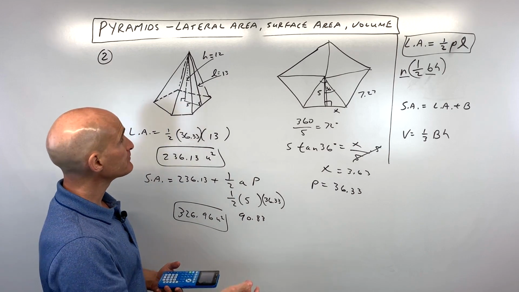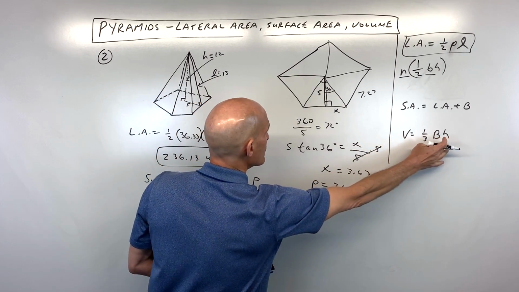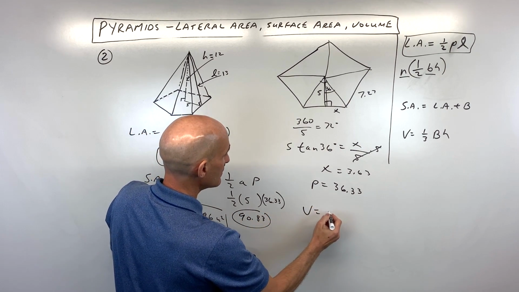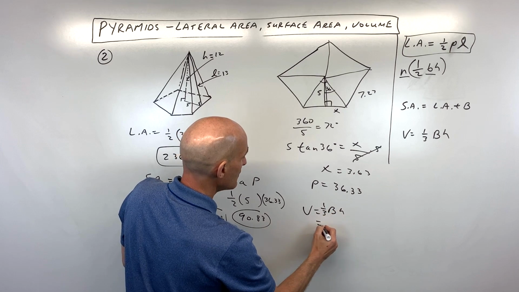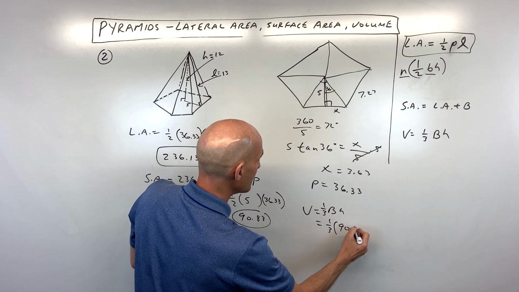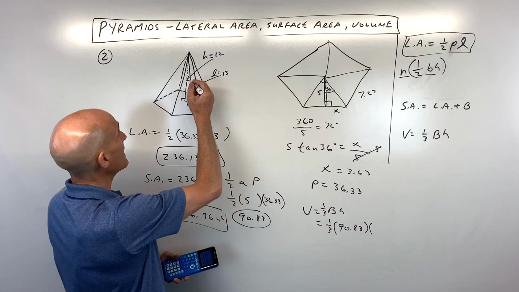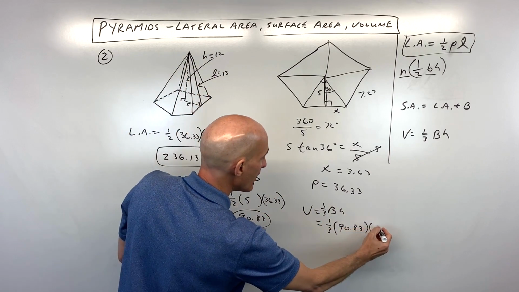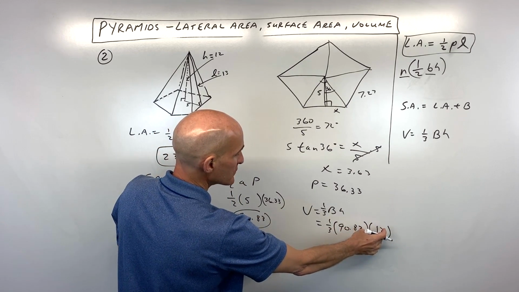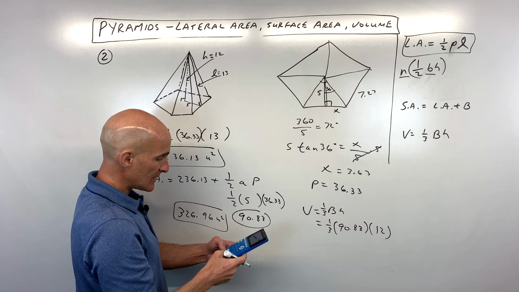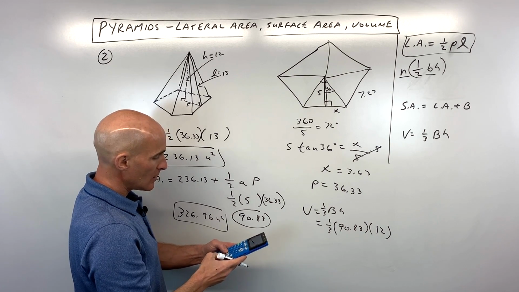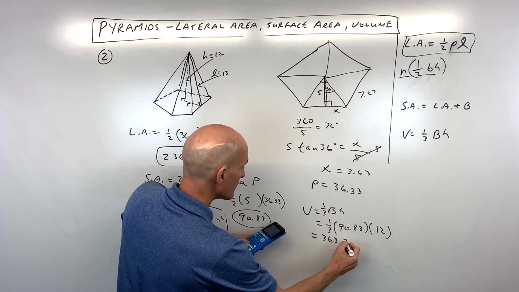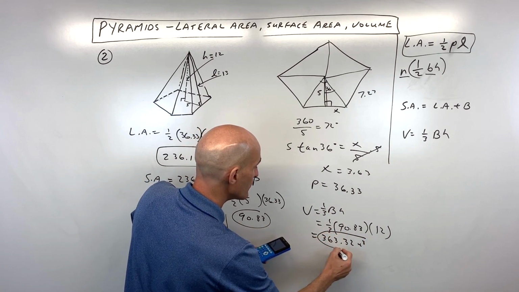Now for the volume, we have to use our formula 1/3 area of the base times the height. Well, we found the base, which was the 90.83. So it's going to be 1/3 times 90.83 times the height. Now you want to make sure you use the overall height for the volume, not the slant height. So this height's going to be 12. And 1/3 times 12 is 4 times the 90.83. So it looks like it's about 363.32 units cubed for volume.